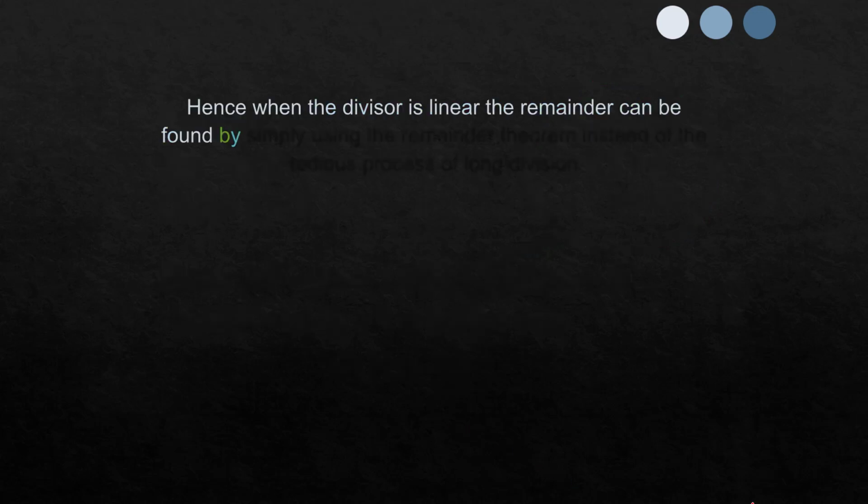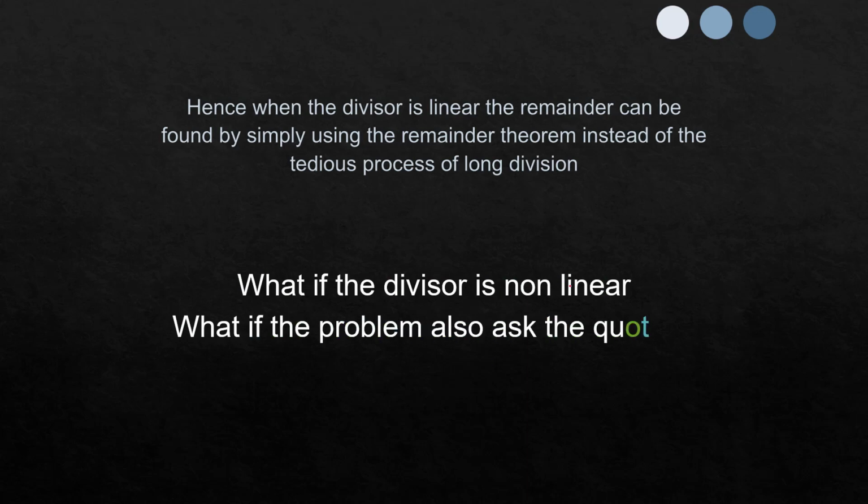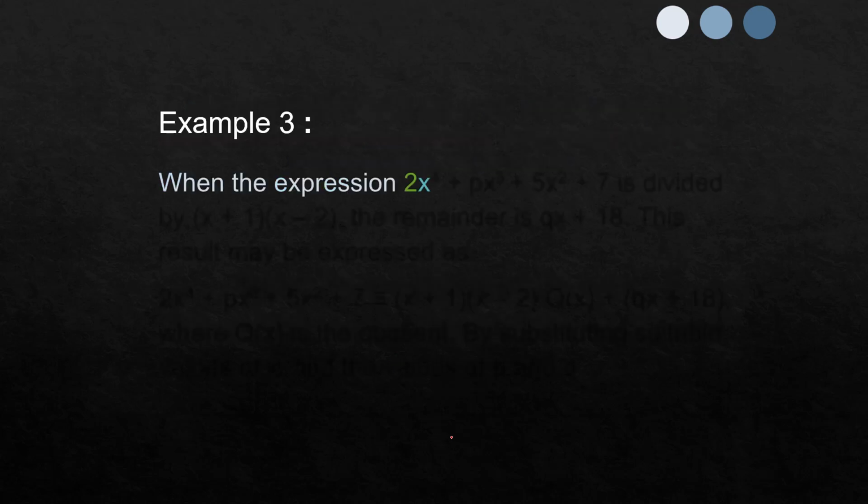Next, when the divisor is linear, the remainder can be found by simply using the remainder theorem instead of the tedious process of long division. So what if it is nonlinear? And also, what if the problem asks for the quotient? For the first problem, we'll discuss it after this. For the second one, of course, you have to go back to the three methods of division of polynomials.